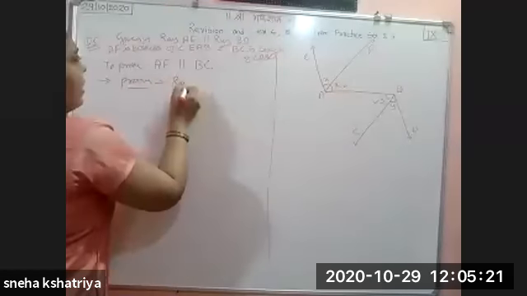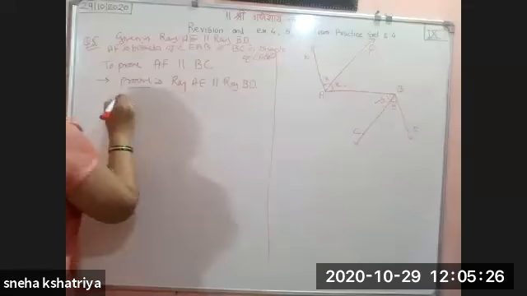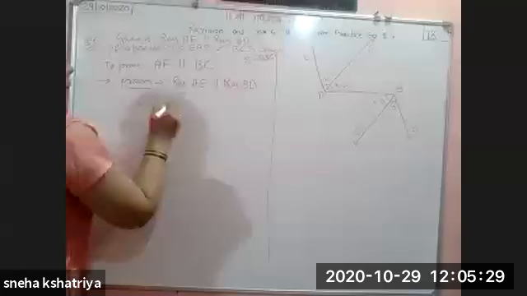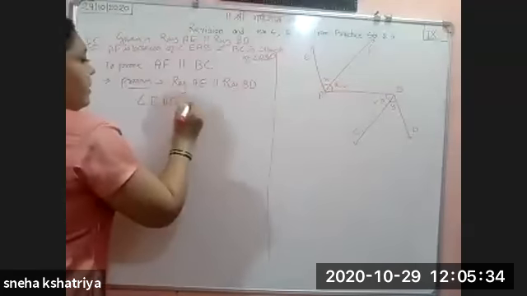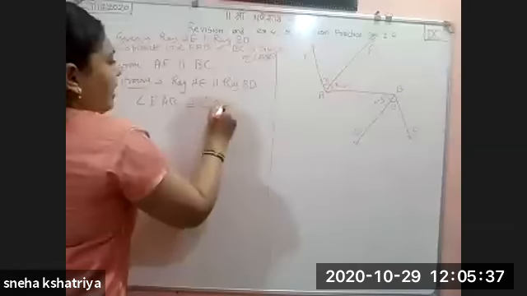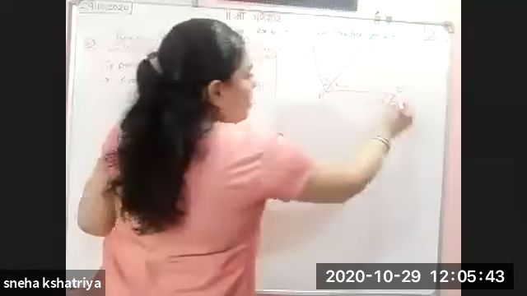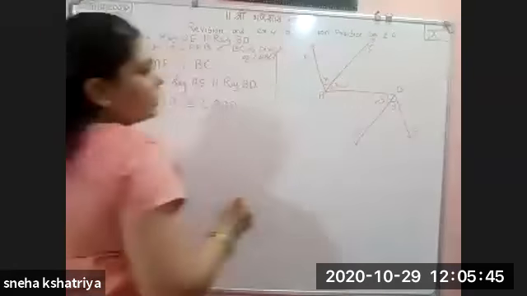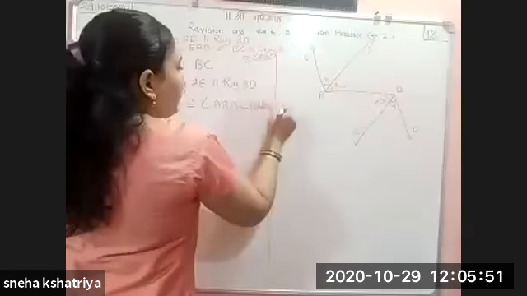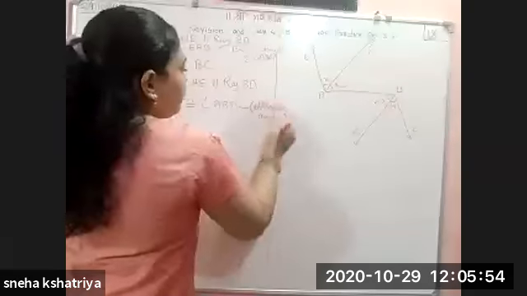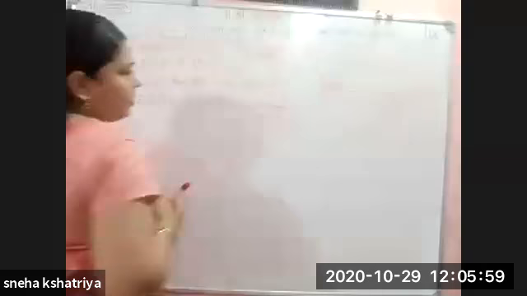What are the given things? Ray AE is parallel to ray BD. Therefore, angle EAB is congruent to angle ABD. See here, EAB is congruent to ABD. This angle and this angle, these two are alternate angles, so here you can write alternate angles. This is equation number 1.